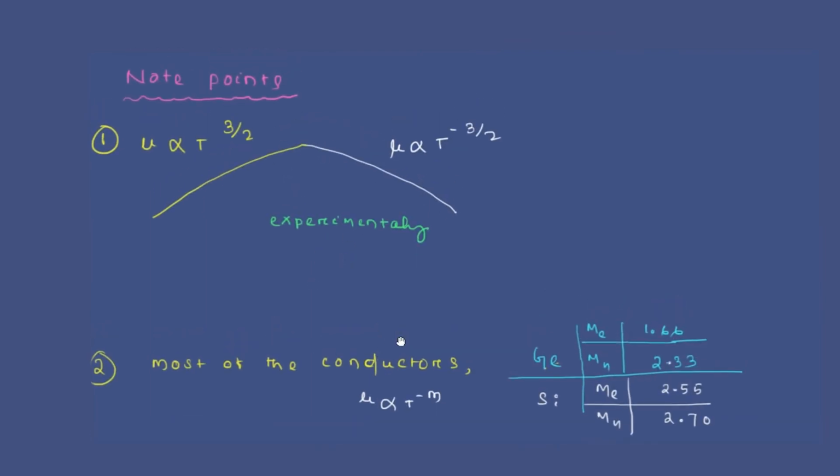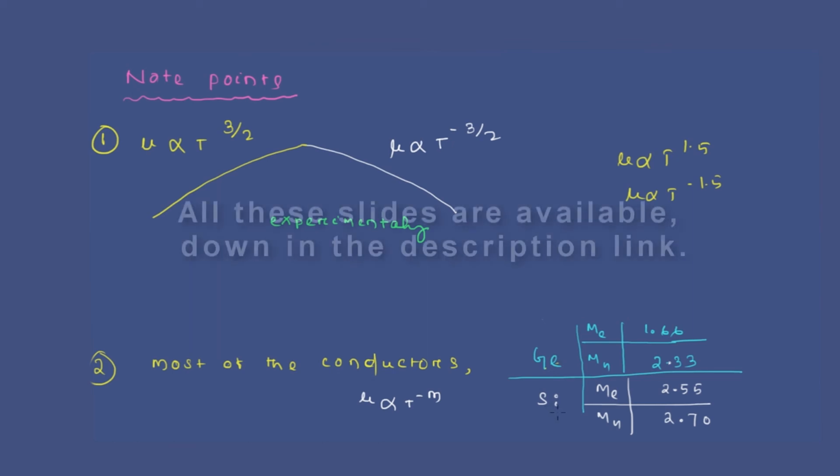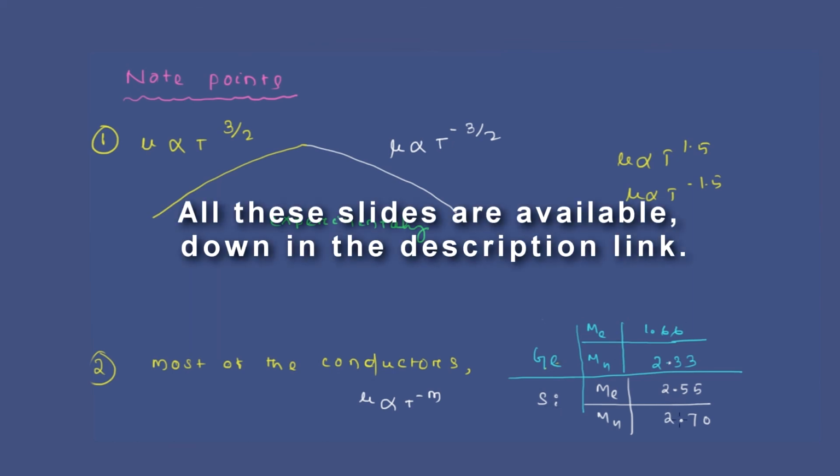Now for most of the conductors, mu is proportional to T to the power -m. तो यहाँ पे मैं T to the power 3/2 मतलब क्या है? म्यू इज प्रोपोर्शनल टू T to the power 1.5 और म्यू इज प्रोपोर्शनल टू T to the power -1.5. ये वाला वही वाला एरिया है. सो एक्चुअली देयर आर सर्टन मोस्ट ऑफ द कंडक्टर्स, मोस्ट ऑफ द केसेस, ये m वैल्यू for germanium semiconductor, for silicon semiconductor, the value varies like this. ठीक है, बट यहाँ पे हम लोग इस तरीके से ये पॉइंट्स ऑब्जर्व किए हैं.